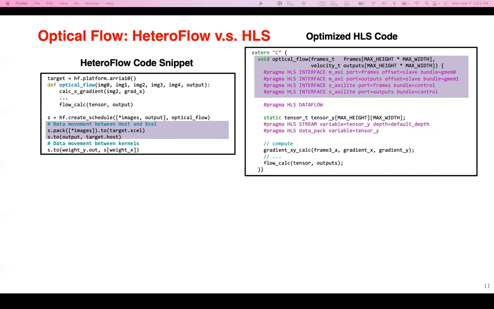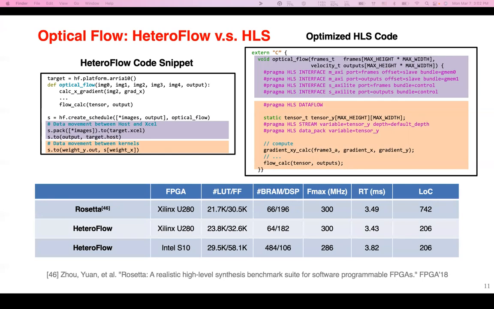And for the inter-kernel data placement, we use .to() to connect two kernels. And this will be used to generate the FIFOs and the pragmas to connect the two kernels using FIFOs in HLS. Compared with the optimized HLS code, the HeteroFlow program uses much fewer lines of code, and we're able to achieve similar or even slightly better performance compared with the manually optimized HLS code. Additionally, HeteroFlow is portable. It can be easily retargeted to different FPGA platforms with minimal effort.